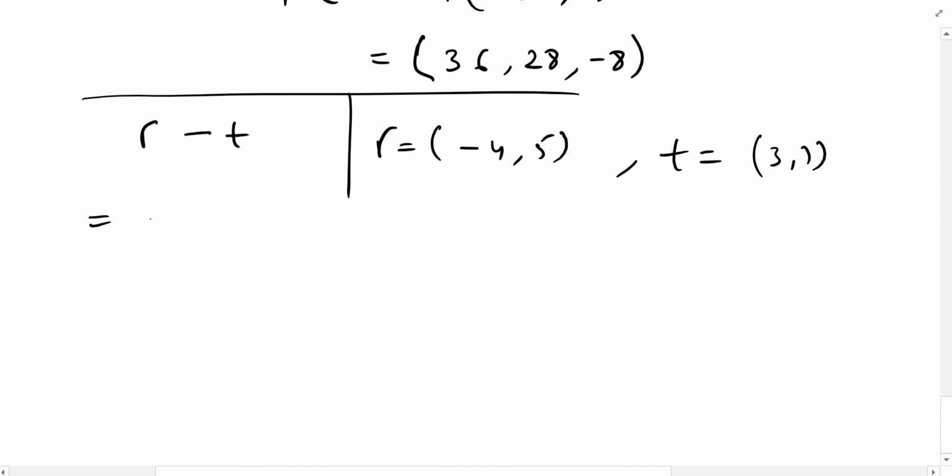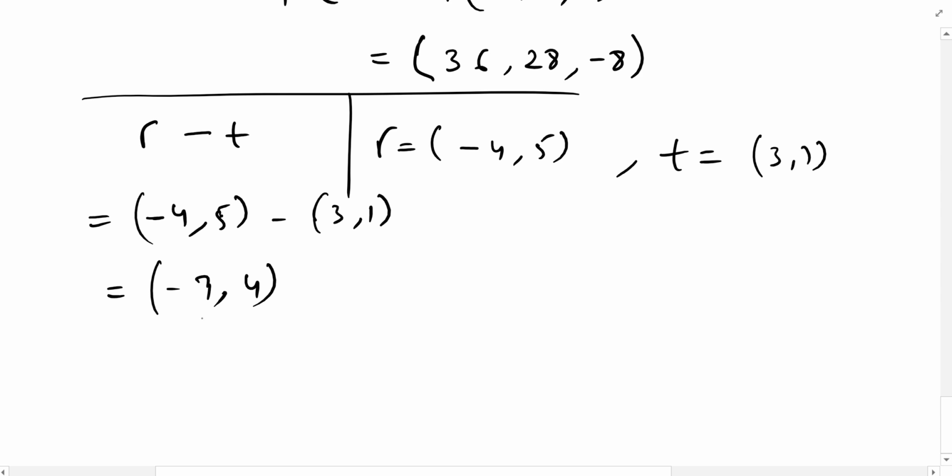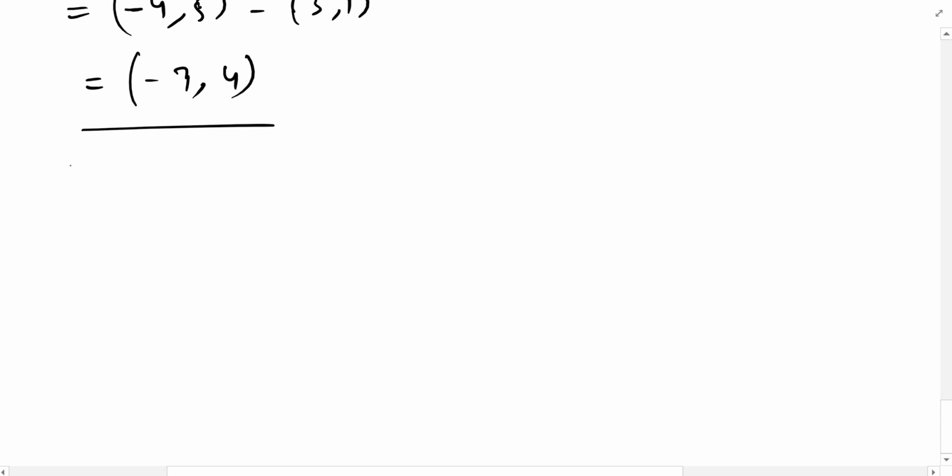So you're going to do the x component of r minus the x component of t. Let me write down both of them. This is r minus t. t is 3 and 1. Yeah, so negative 4, negative 3, negative 7. 5 minus 1 is 4. So that is that. Yeah, these are all like the homework. All right.